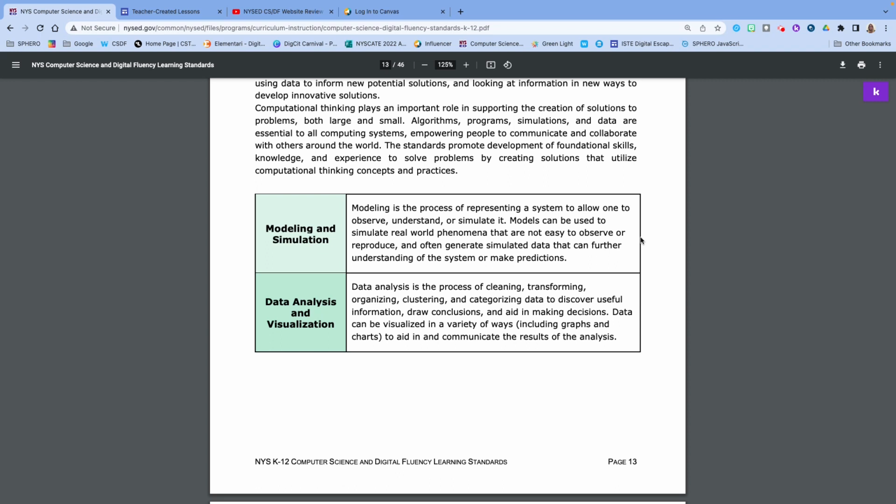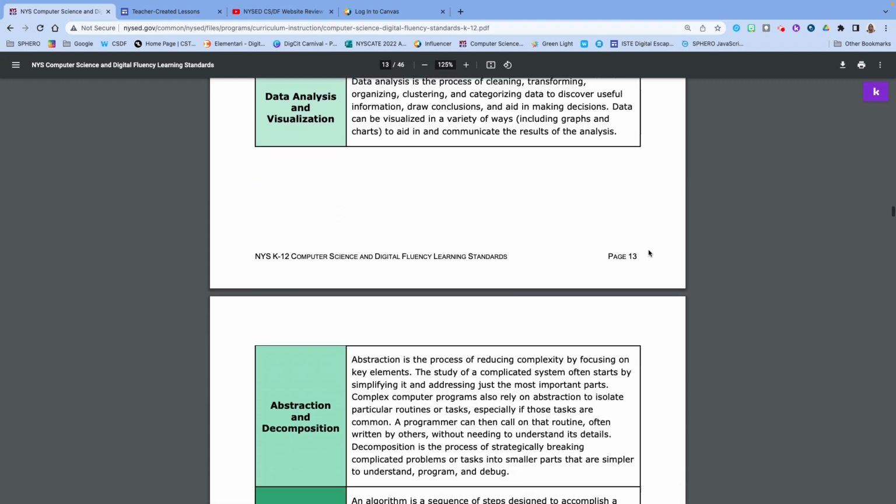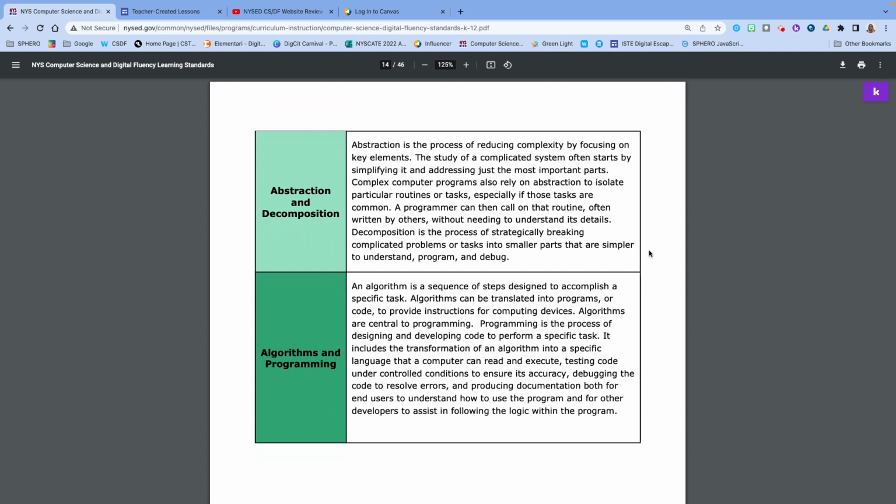So modeling and simulation is where we're thinking about how we can represent the data that we have. With data analysis and visualization, it's thinking of the best ways to organize that data and how we can visualize it, and then how can we analyze it. With abstraction and decomposition, we're thinking about decreasing or reducing the complexity of the things that we've created, and decomposition could be breaking it into smaller parts. And then debugging, think of debugging like editing. You're going to edit your essay to make it easier for the reader, no different than you're going to debug a line of code to make sure the computer can understand it.